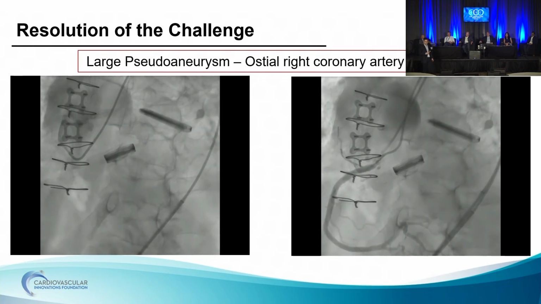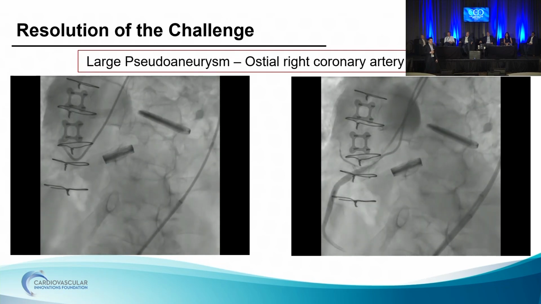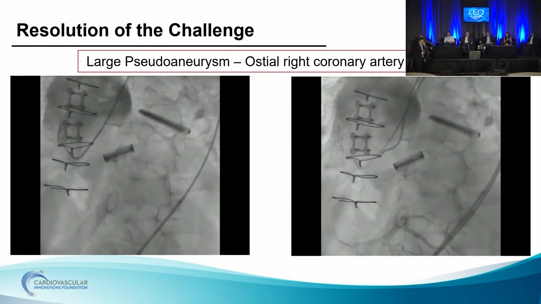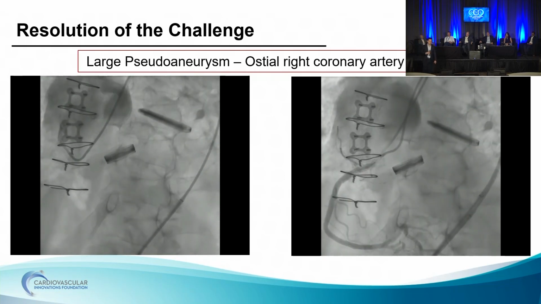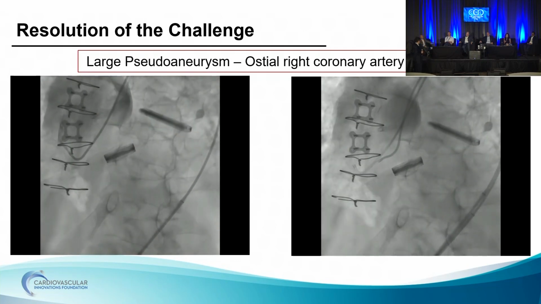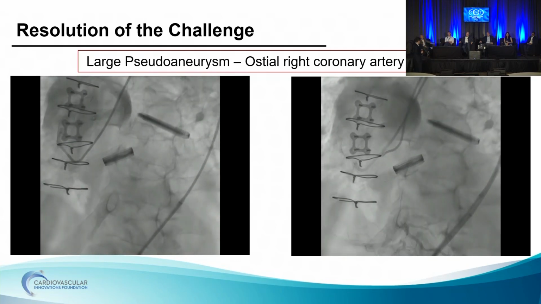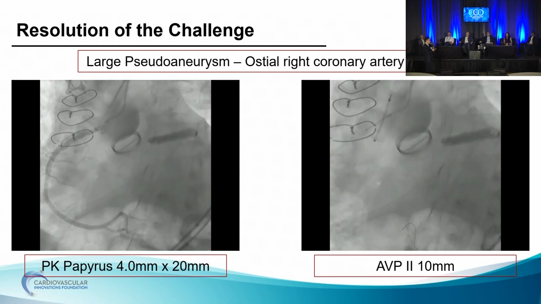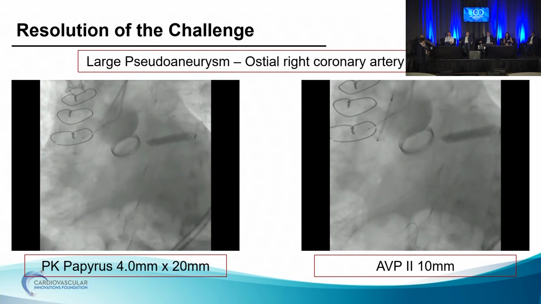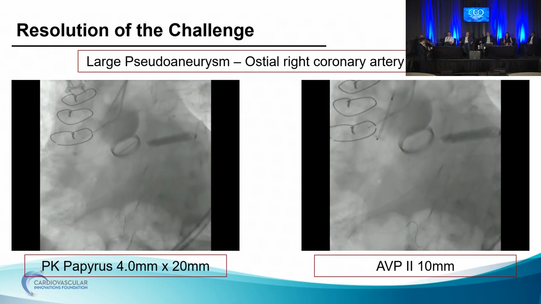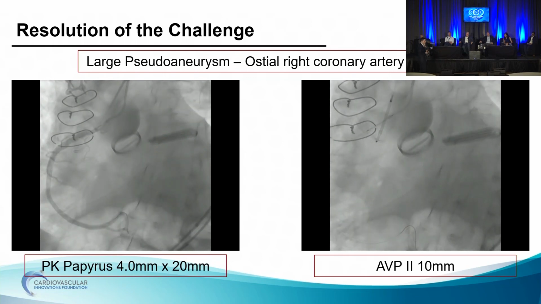We put a second guide in, and you can see the osteal lesion, and you see how close the osteal RCA is to the pseudoaneurysm. So in reality, our strategy is to plug the pseudoaneurysm, use a covered stent at the ostium of the right, and have the covered stent deployed after we close the pseudoaneurysm, so we can allow for sufficient flow on the RCA.